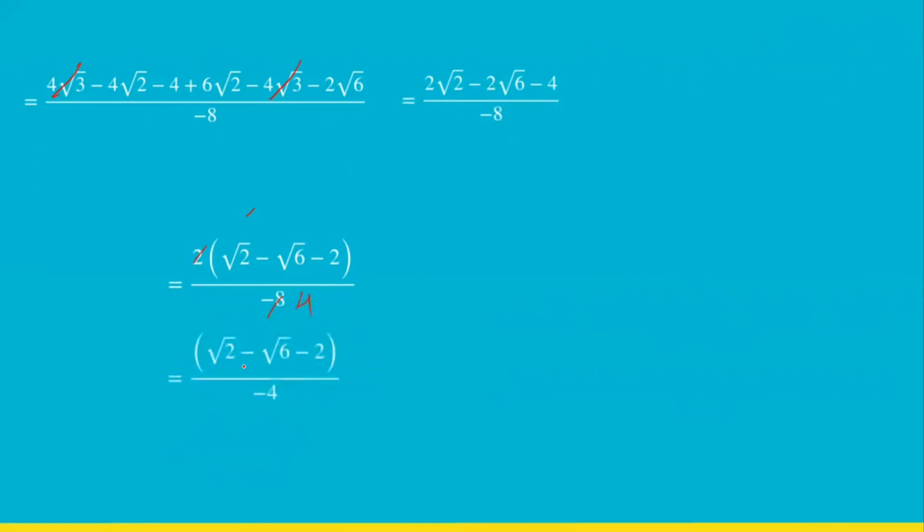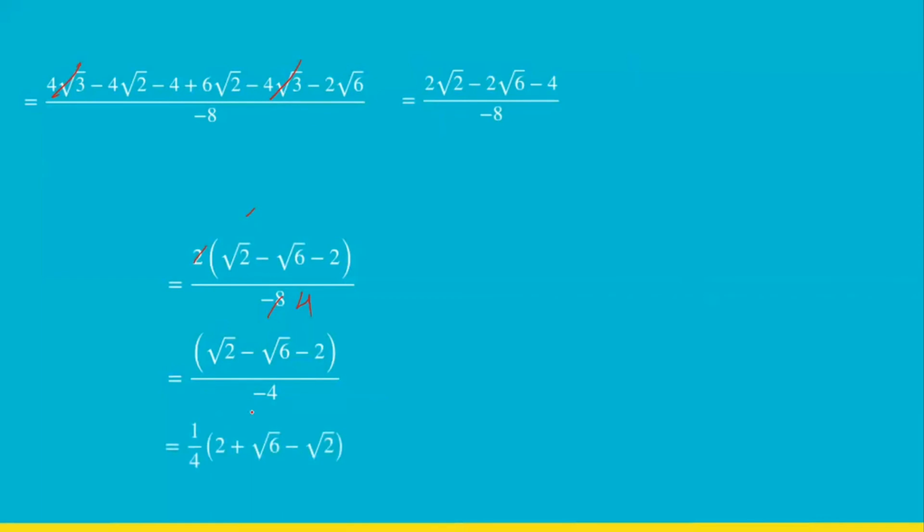Okay, simplify this further. Now 4 root 3 minus 4 root 3 is going to be 0, so that has gone. Minus 4 root 2 plus 6 root 2 is going to be 2 root 2. So this is how you get 2 root 2 minus 2 root 6 minus 4 upon minus 8. What can be taken common? 2 can be taken common. Take 2 common, root 2 minus root 6 minus 2 upon minus 2 upon 8. So let us simplify. 2 ones are 2, 4s are 8. So we get root 2 minus root 6 minus 2 upon minus 4.